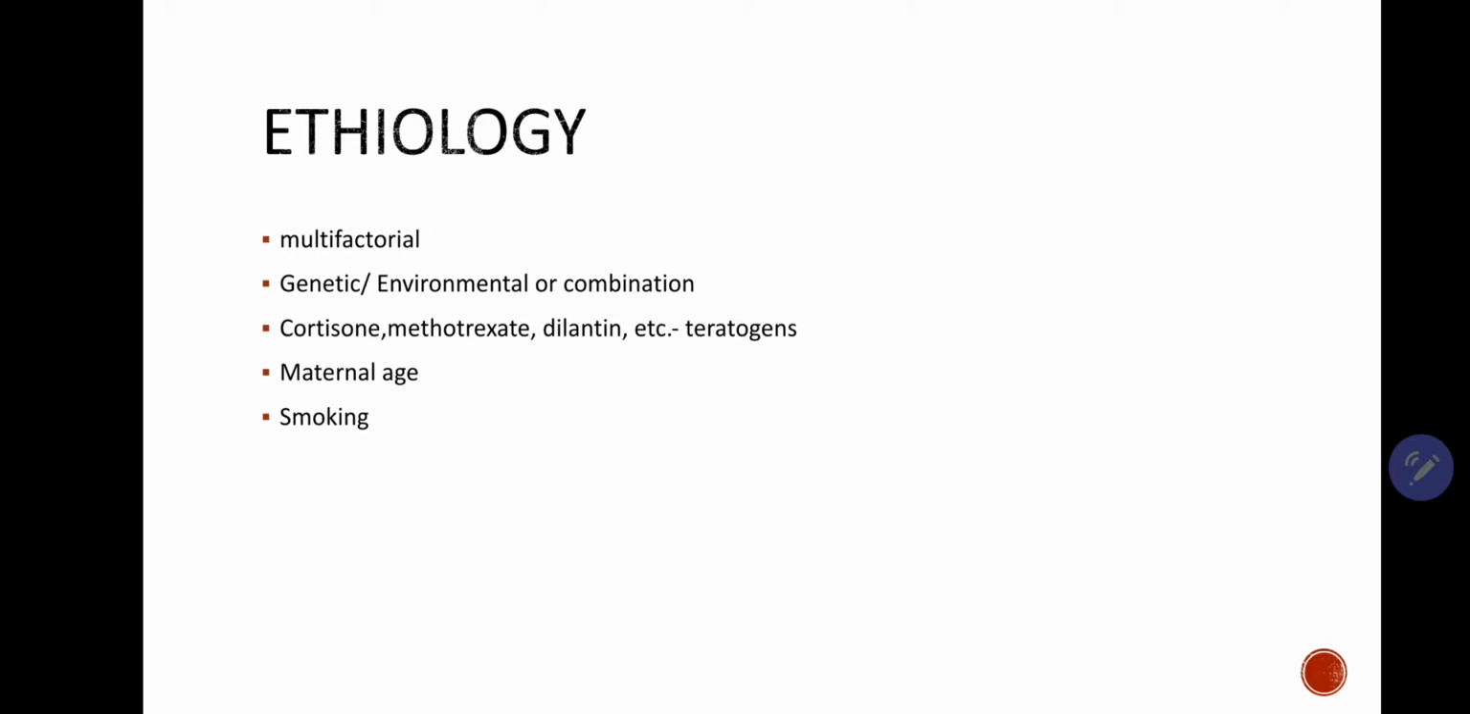So the next one is nothing but the etiology. These include the factors which are responsible for causing the cleft lip and the palate. Mostly these are multifactorial. There isn't any one factor which can be said to be responsible for the cleft lip and the palate. These factors may include the genetic and the environmental conditions, or a combination of both of them.